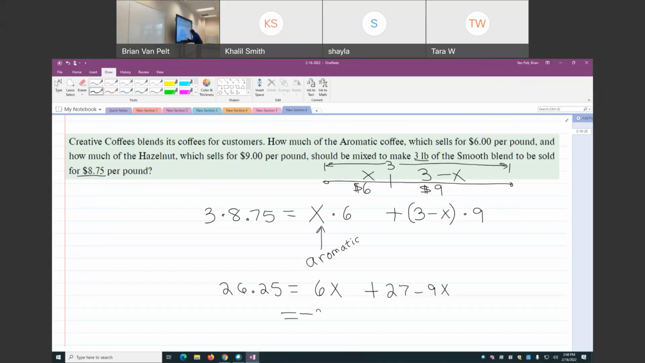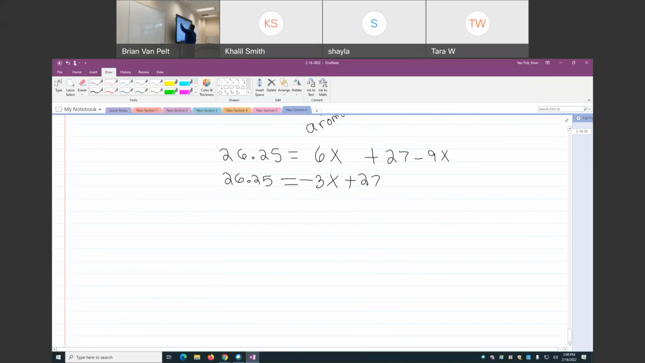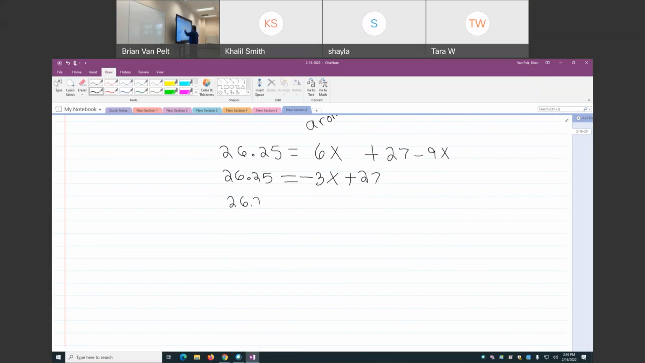Now, on the right side, I'm going to get negative 3x plus 27. And over on this side, 26.25. Subtract how much? Subtract 27, yep. So 26.25 minus 27 gives negative 0.75. So on the left side, I get negative 0.75 equals negative 3x. You divide by negative 3, and that gives me 0.25.